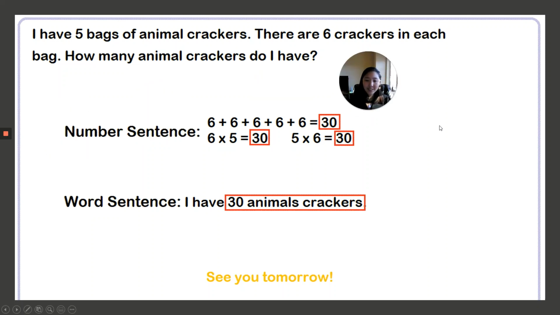Alright, so now that you're done with this part, now we can see what our answer is. So my number sentence was, you can do a multiplication problem, but I actually stuck with the addition problem, the repeated addition, which was the 6 plus 6 plus 6 plus 6 plus 6 equals 30. And my word sentence was, I have 30 animal crackers.